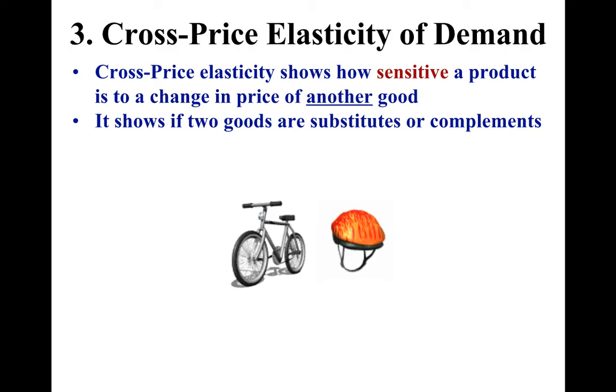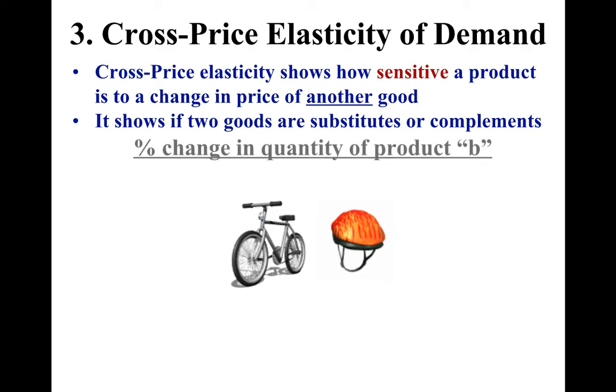You may be able to figure that out just logically, but there's a way to use a formula to figure out the cross-price elasticity of demand. It shows how sensitive they are to the change in price of another good. So if ski boots go up in price, how sensitive are skis to that change? That's specifically what we're doing. It's really important you do not take the absolute value of the answer from this equation. You have to know whether it's negative or positive.